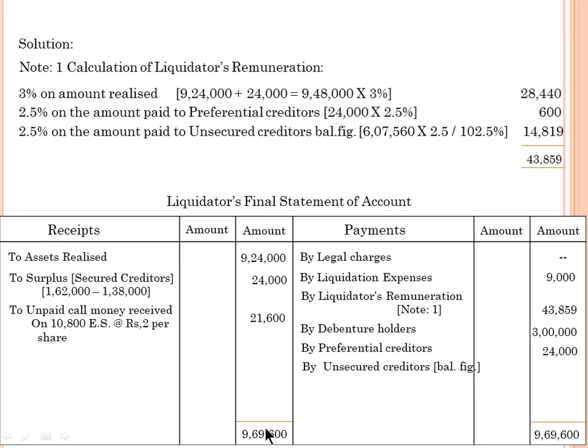What is the receipts total? 9,69,600. Once again, we deduct the payments made, one by one: 9,000, minus 43,859, minus 3 lakhs, minus 24,000, and what is the balance? That balance amount is 5,92,741. This is the amount we are going to settle to the unsecured creditors. Simple. I hope you understood the concept very well.